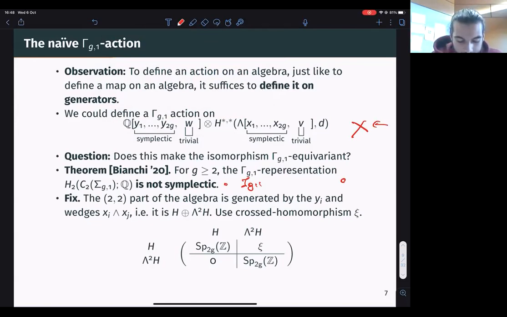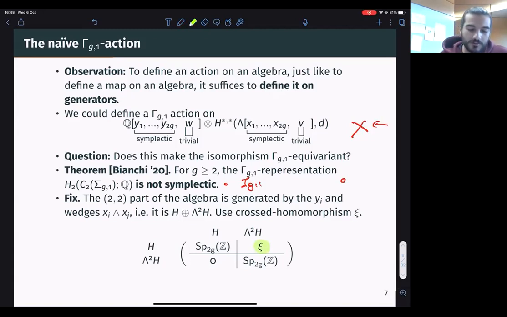Therefore, we have to figure out something more. The answer will come through the use of a crossed homomorphism psi, something like the Johnson-Morita crossed homomorphism, and that I will explain more later.